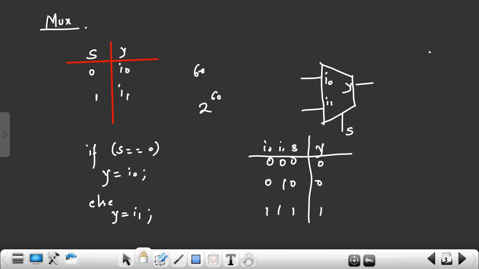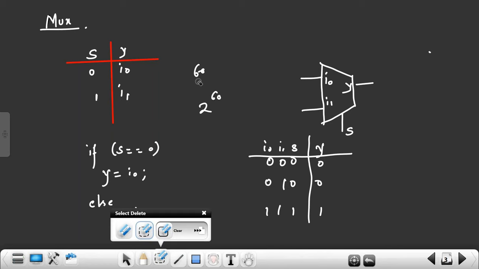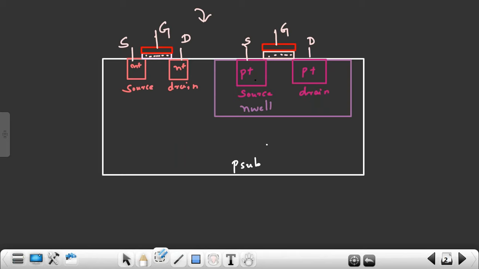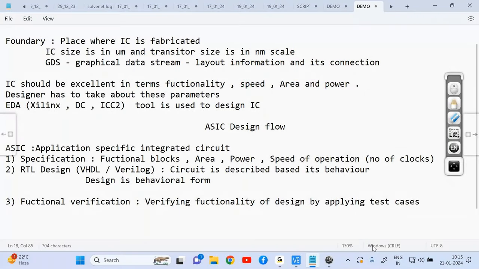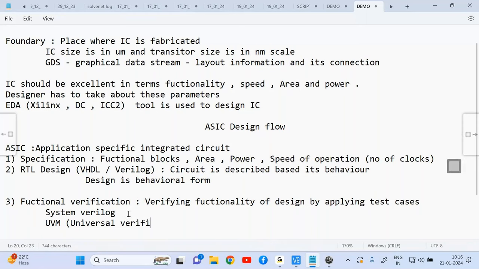So next I have to decide which combination I have to apply to the design, which test case I have to apply, so that I can test more lines of code. They have to decide it carefully, right? And to do this functional verification, the engineers have to learn SystemVerilog. They have to learn UVM. What is UVM? Universal Verification Methodology. You have to learn all these things to become a functional verification engineer.